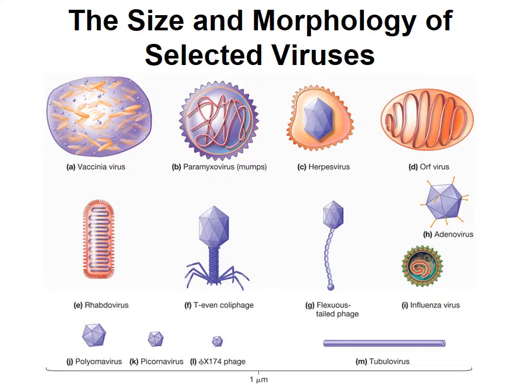In H, we have the adenovirus. Very familiar virus to everyone because it's mostly responsible for causing the common cold. In I, we have the influenza virus, of course, which is responsible for causing the flu. Then we've got some smaller viruses in J, K, and L, polyomavirus, picornavirus, and the X174 phage. And then at the bottom right of screen in M, we have the tubulovirus.